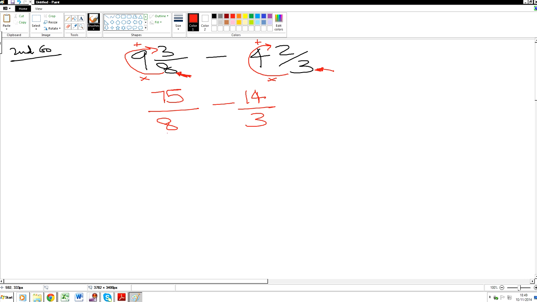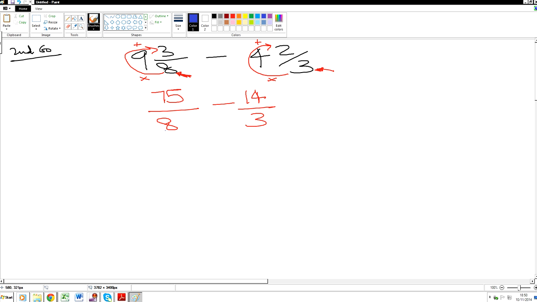Okay, now, what do we do next, Khadija? We have to make the fractions equivalent. Not equal, equivalent, which means the bottom numbers must be the same. So, can we make 8 into a 3? No. Can we make 3 into an 8? No. If you can't make one number into the other number, what do you do then?